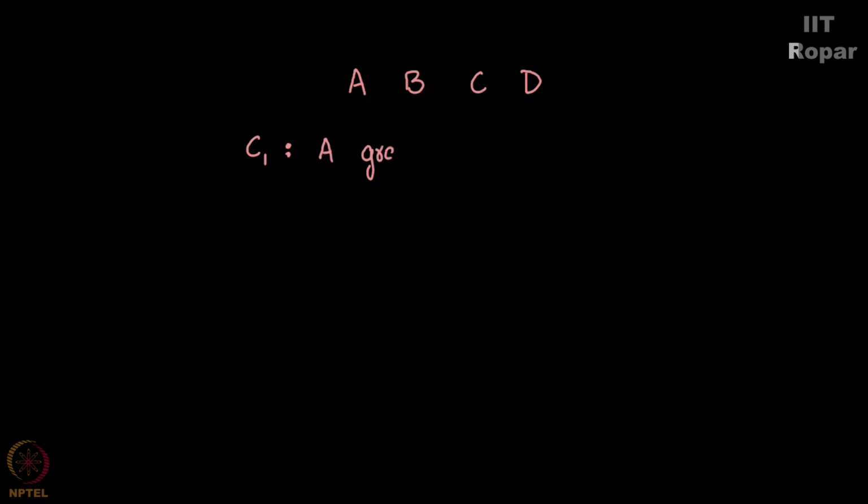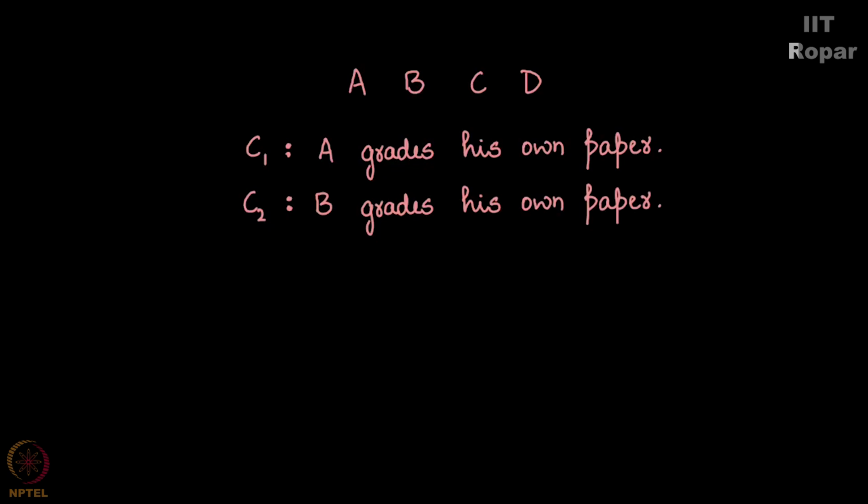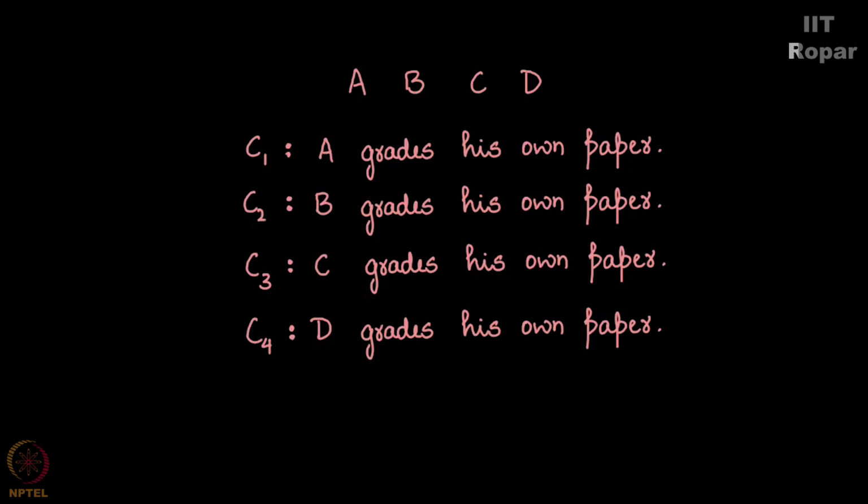Condition C1 is A will grade his own paper. Condition 2 is B will grade his own paper and C3 will be C grades his own paper. And condition 4 will be D grades his own paper. Right? These are the 4 conditions we have. Now, we have to find out the number of ways in which the teacher can distribute the test papers to the students such that nobody will evaluate their own papers. That is precisely asking n of C1 bar, C2 bar, C3 bar and C4 bar.